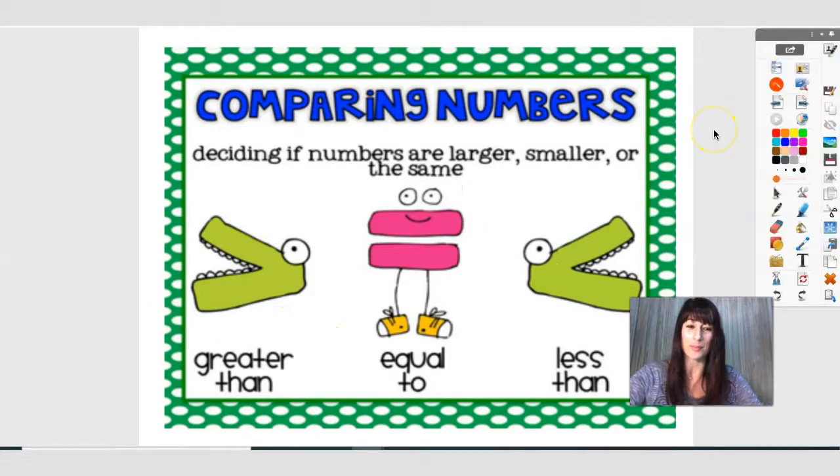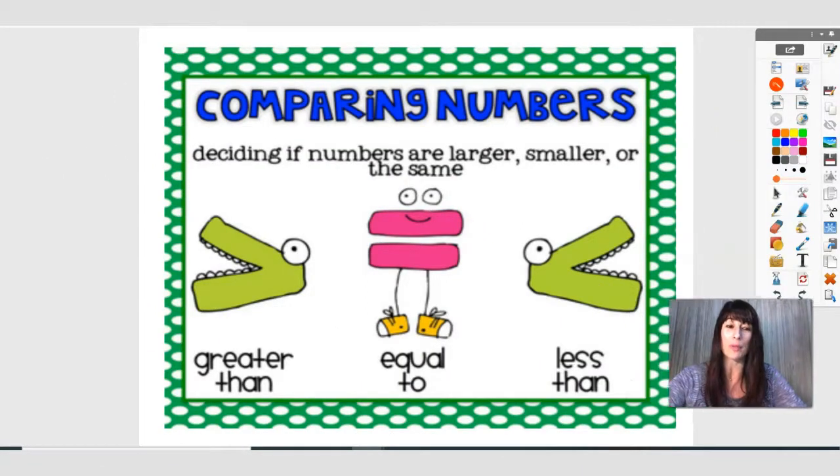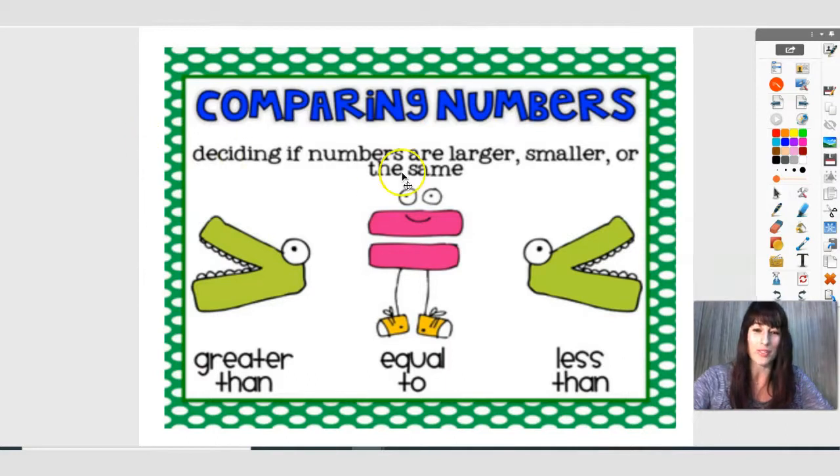Now, last concept that we have to review, that's concept number 4. It's comparing numbers. Remember that we use these symbols, greater than, equal to, and less than, and they help us to decide which number is larger, which one is smaller, or they might even be the same.